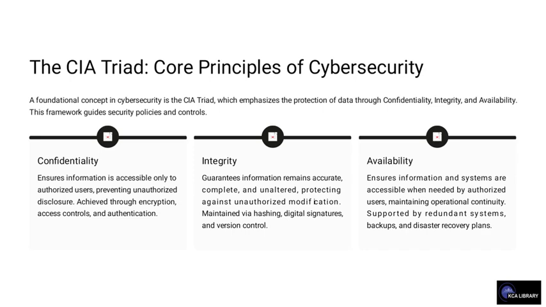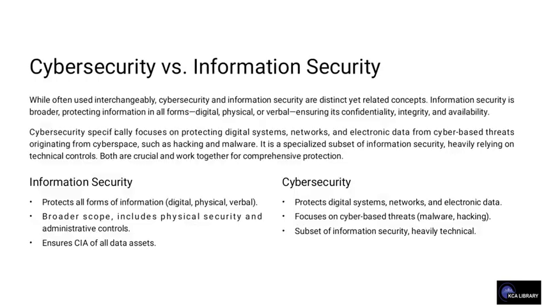For integrity, it guarantees information remains accurate, complete, and unaltered, protecting against unauthorized modification. And for availability, it is ensuring that information and systems are accessible when needed by authorized users, maintaining operational continuity, and this is supported by redundant systems like backups and disaster recovery plans.